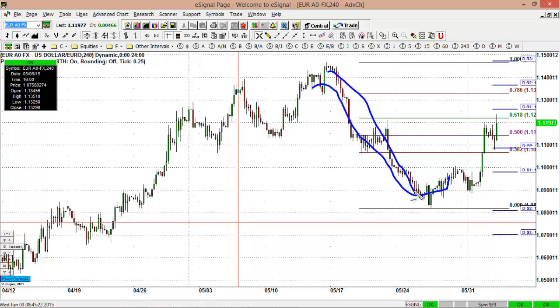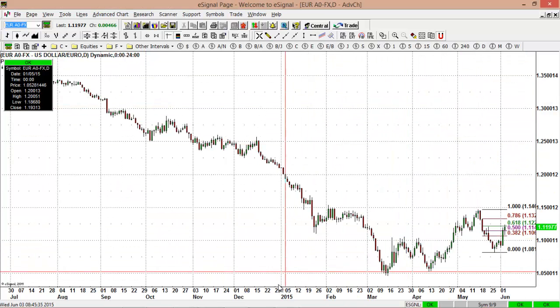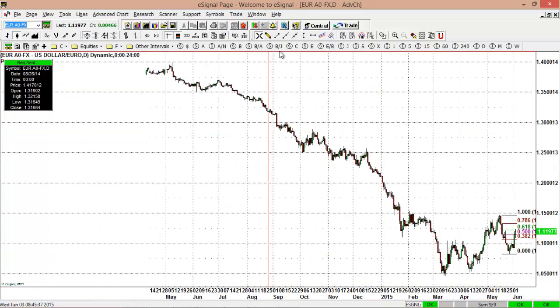This decline did not go down further and take out some of these lows. So the market is kind of in no man's land at this point with regards to the euro.